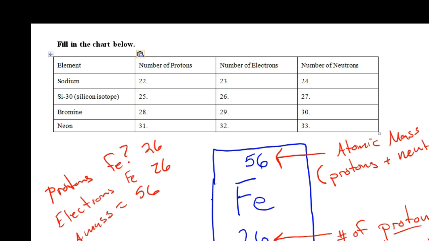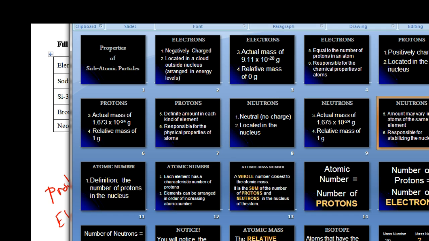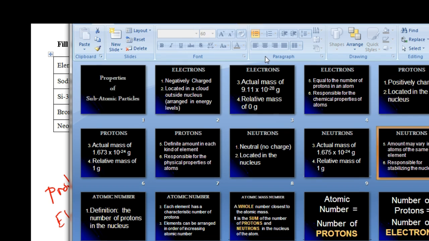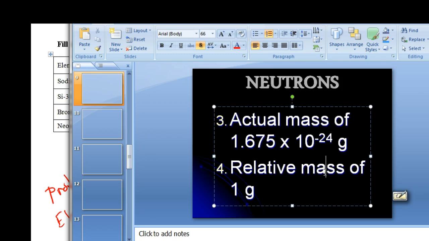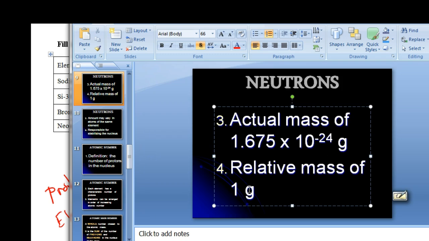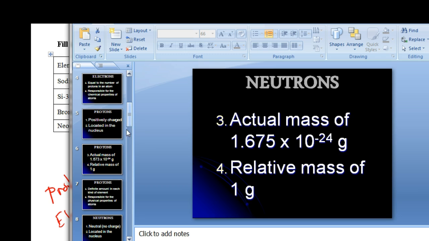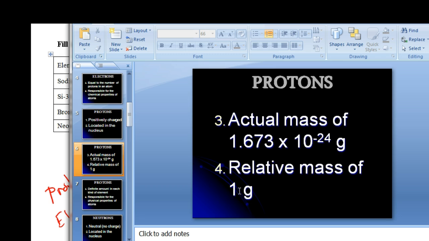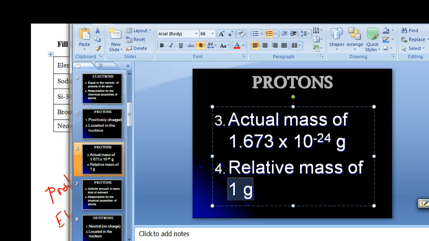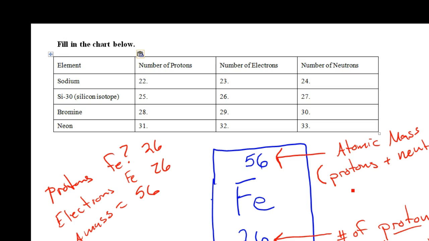If you remember our neutrons, we said right here, the neutrons have a relative mass of 1 gram. All right, so they have a mass of 1, but we also said that about protons. Right there, they also have a relative mass of 1 gram. So we have to count for both when we find the mass.